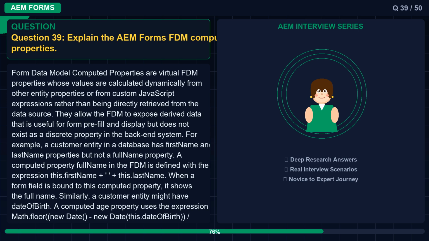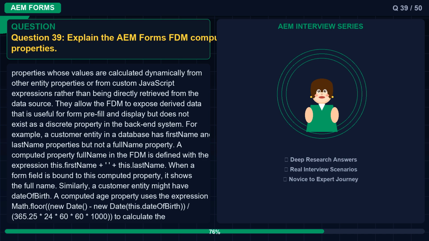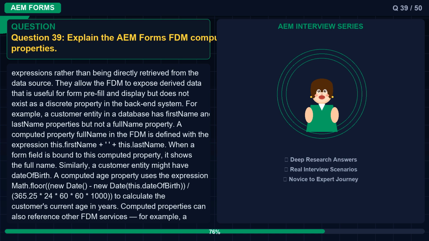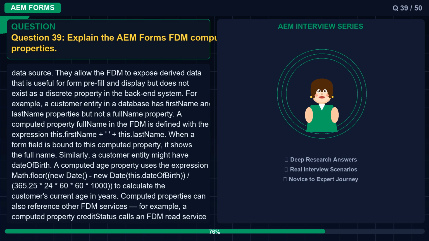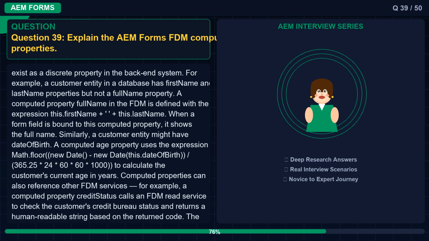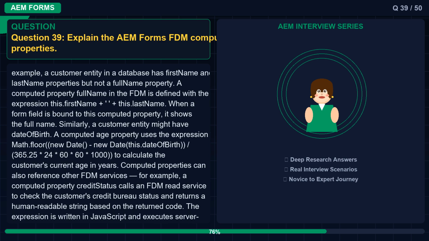Question 39. Explain the AEM Forms FDM computed properties. Form data model computed properties are virtual FDM properties whose values are calculated dynamically from other entity properties or from custom JavaScript expressions rather than being directly retrieved from the data source. They allow the FDM to expose derived data that is useful for form prefill and display but does not exist as a discrete property in the backend system. For example, a customer entity in a database has first name and last name properties but not a full name property. A computed property full name in the FDM is defined with the expression this.firstname plus this.lastname. When a form field is bound to this computed property, it shows the full name.